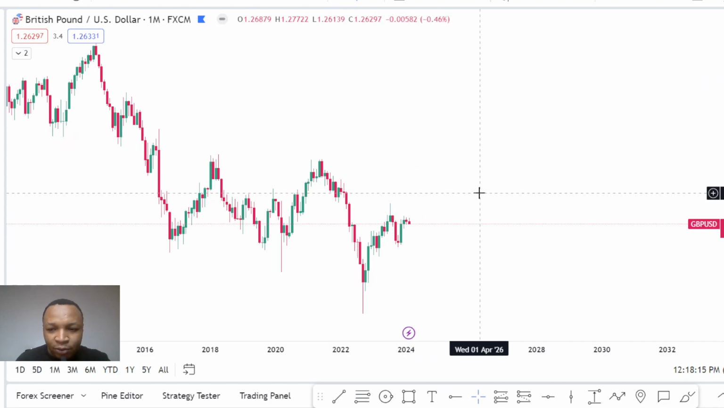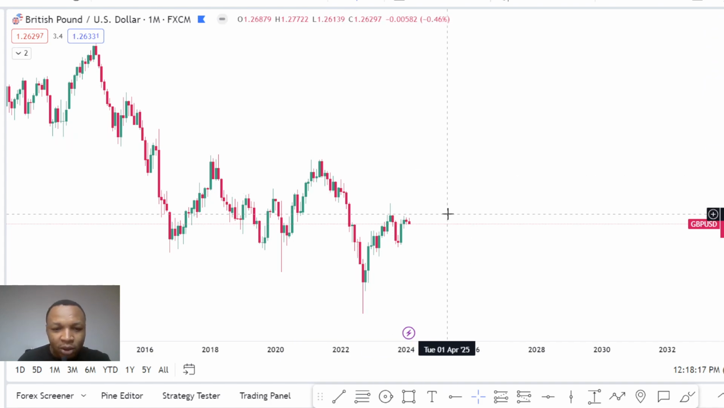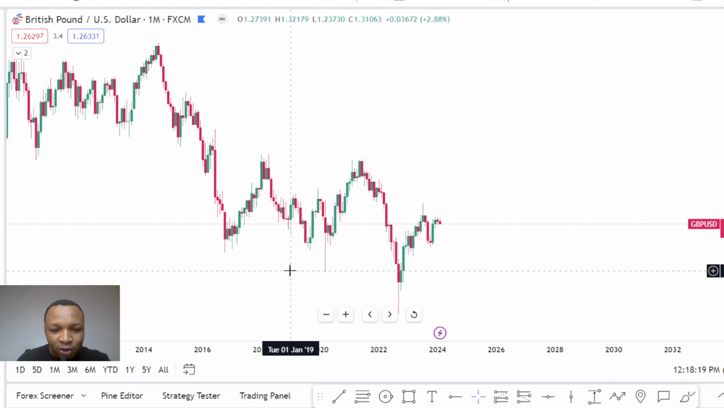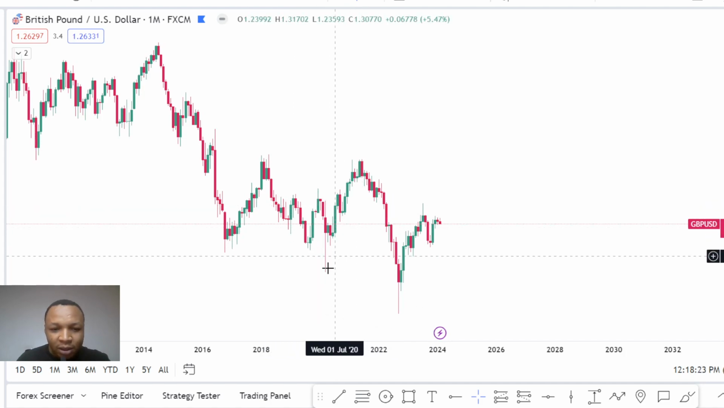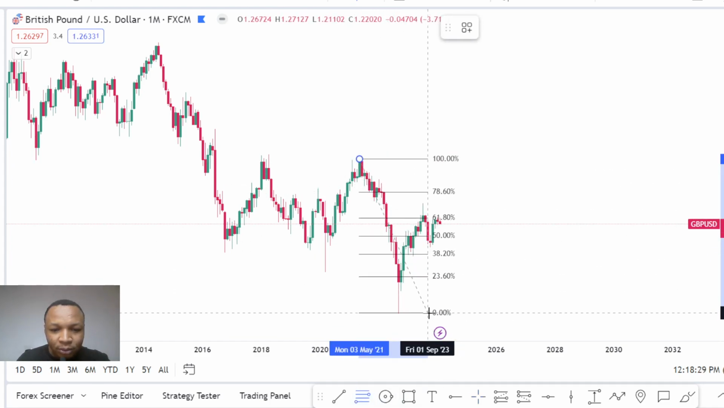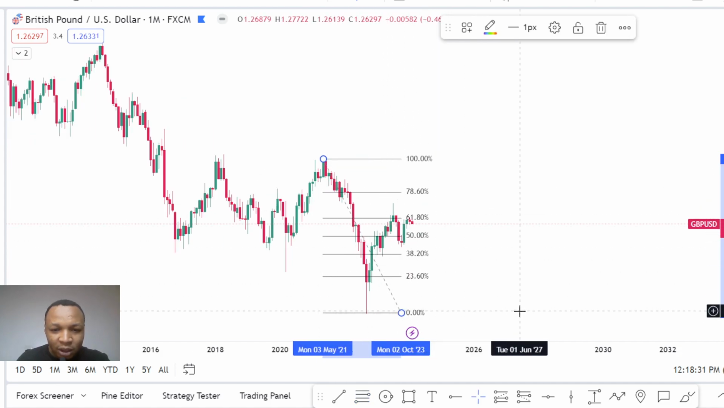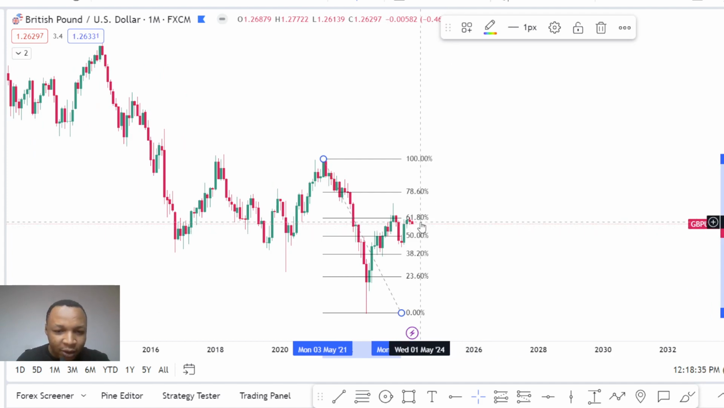Looking at GBP/USD first of all on a monthly time frame, you can see that just like the dollar, the GBP/USD is doing the opposite. It's on a bearish trend on the monthly time frame. You can see that right here. You have a sell trend and price retraced into the 61.8 level, and now we're seeing a further continuation of the sell off the 61.8 level on the monthly time frame.